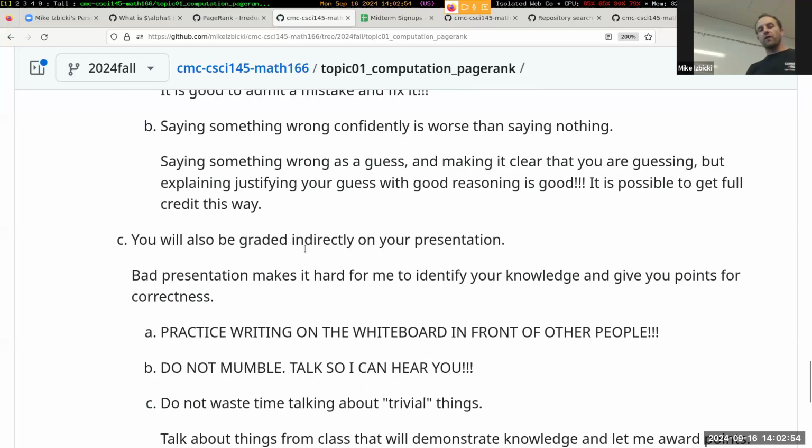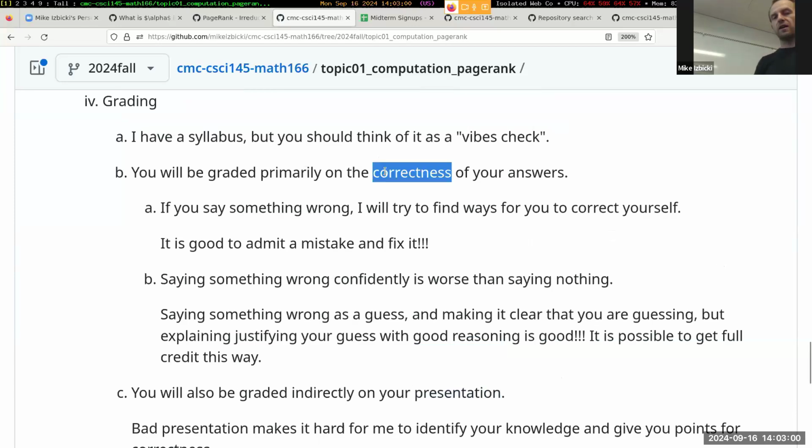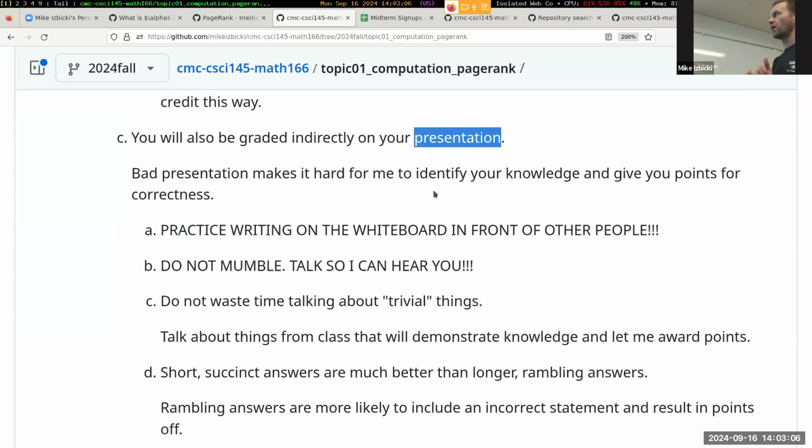You'll be indirectly graded on your presentation, not directly graded on your presentation. The only thing you're directly graded on is the correctness of your answers. The way that you're indirectly graded on your presentation is if there are presentation things that make it hard for me to understand what you said. That makes me not able to give you credit for the correct things that you say.